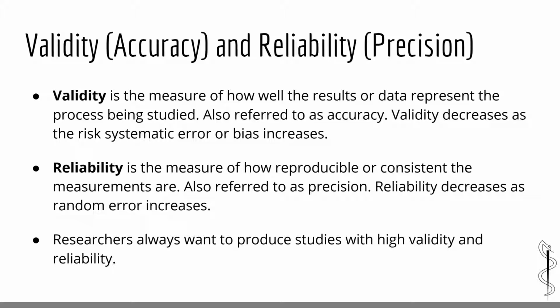Now let's talk about reliability. Reliability is defined as the reproducibility or consistency of the measurements being made. It is also referred to as precision. Reliability decreases as random error or chance error increases. We will talk more about systematic error and random error in just a minute. For now, just understand that validity and reliability are important concepts because researchers always want to produce studies with a high degree of validity and reliability.